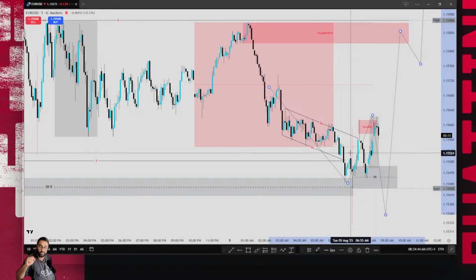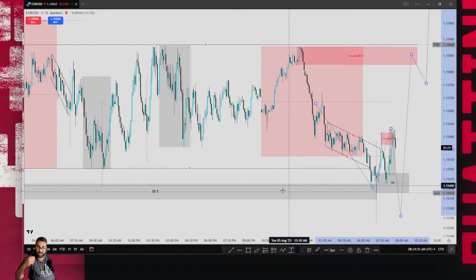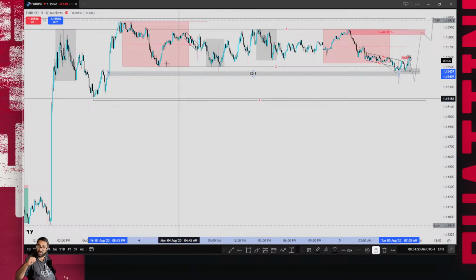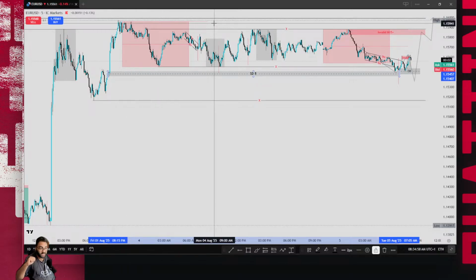If this build up wasn't here, I'd be much more confident in longs. You see what I mean? That's what I was thinking. This zone hasn't led to higher highs and higher lows. It led to a higher high, it led to a higher low, but then it failed to make a higher high. It failed.